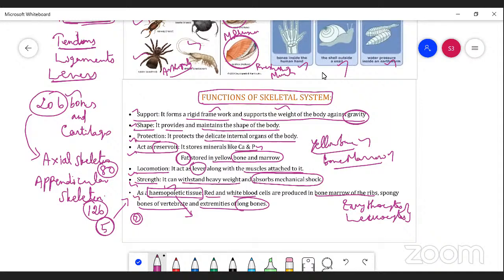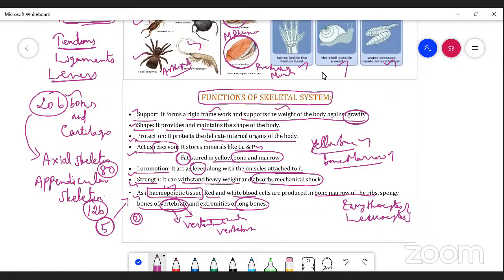So where are the RB cells and WB cells produced? In the bone marrow of the ribs, as well as the sponge bones of the vertebra. Vertebra means vertebral column. The vertebral column has a number of bones, which are called the vertebra. The sponge bones of the vertebra produce the RB cells and WB cells, as well as the extremities of the long bones.